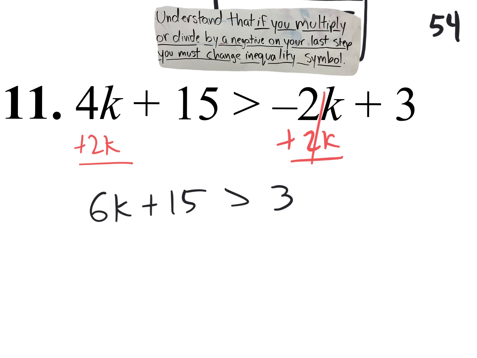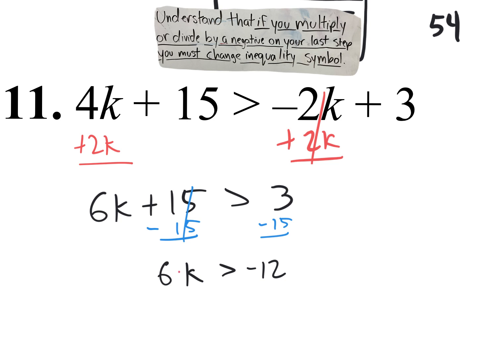I get rid of things by doing the opposite. What is the opposite of plus 15? That would be a minus 15. And what you do to one side, you do to the other side, minus 15. What do we have left? We have a 6k, bring down the greater than symbol, bring down the minus 12, because 3 take away 15 is minus 12. And finally, we have 6 times k is greater than negative 12.